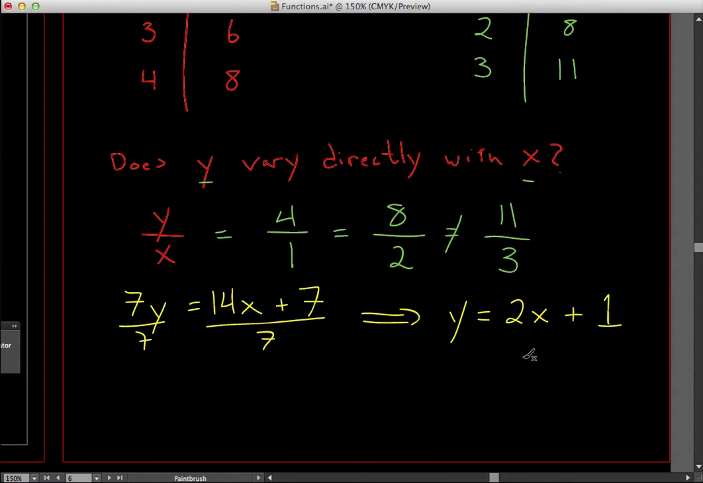Well, is this of the form y equals kx? No, it is not. Y equals kx would just be y equals 2x. The plus 1 is extra. That would be like adding a constant here. So this equation is actually not of the form y equals kx. So we already know y does not vary directly with x.